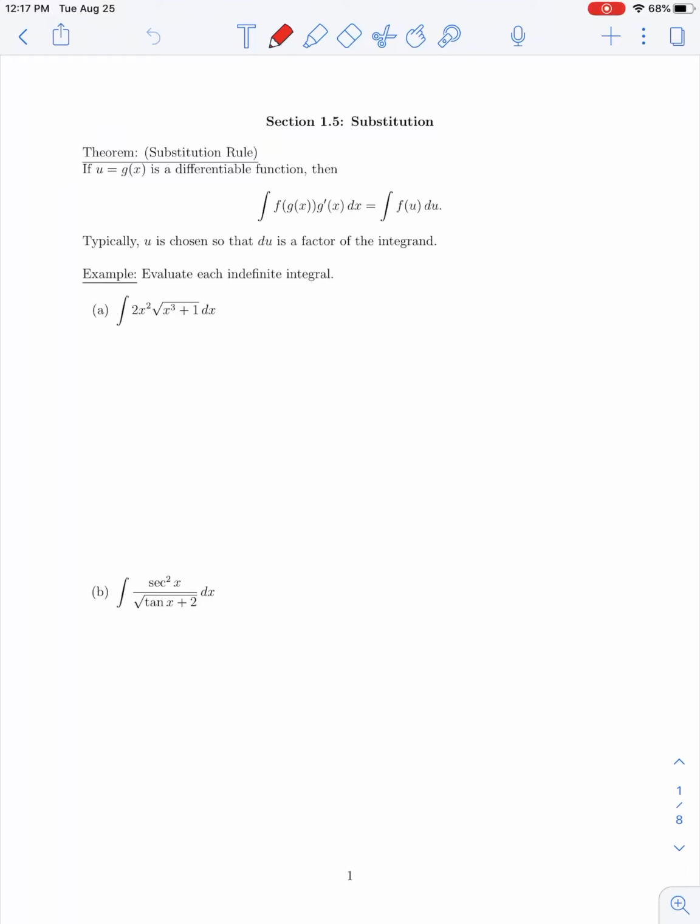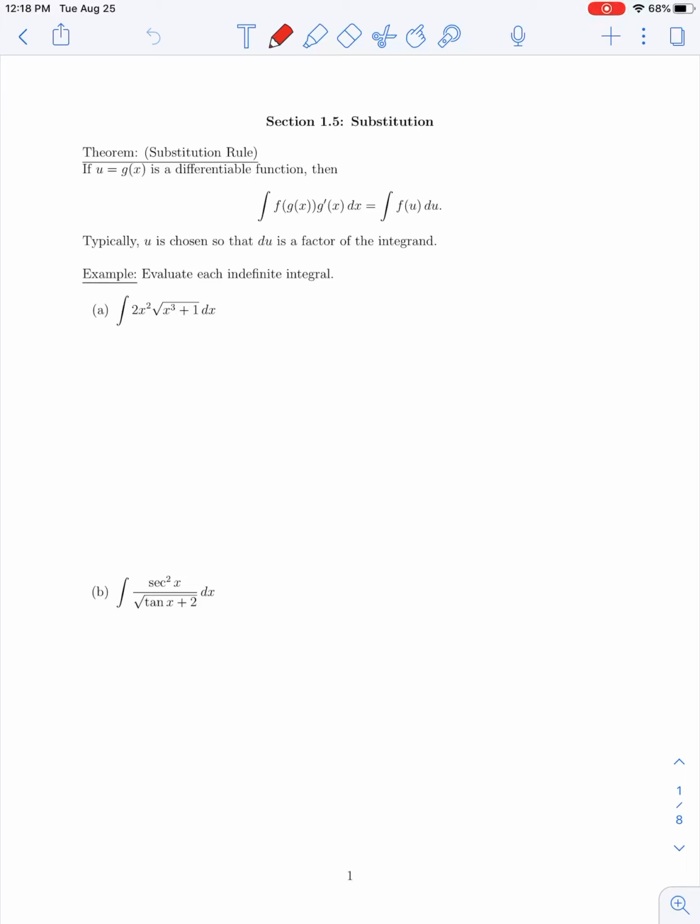Okay, in this lecture, we're going to cover the first part of our section 1.5 material on substitution, or sometimes referred to as integration by substitution. This is something that you may have seen at the end of your Calculus 1 course, but if not, that's perfectly fine. We're going to talk about this concept in full detail here.